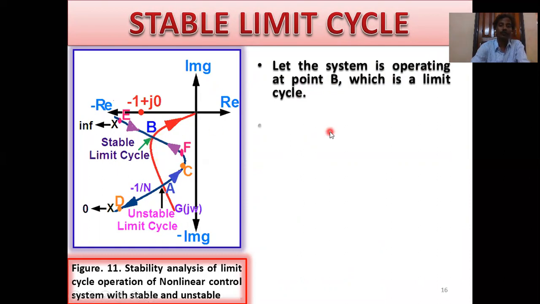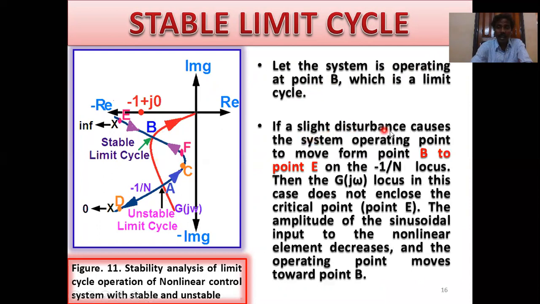This is our question. If a slight disturbance causes the system operating point to move from point B to point E, again a slight disturbance causes the operating point B to move from point B to point E.